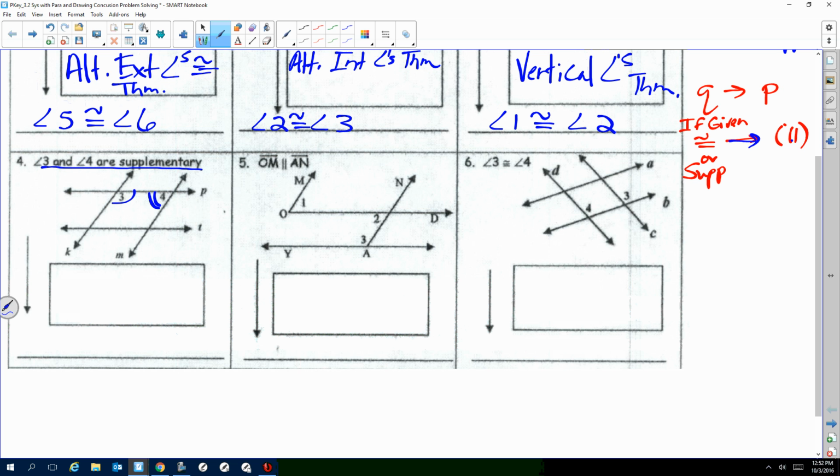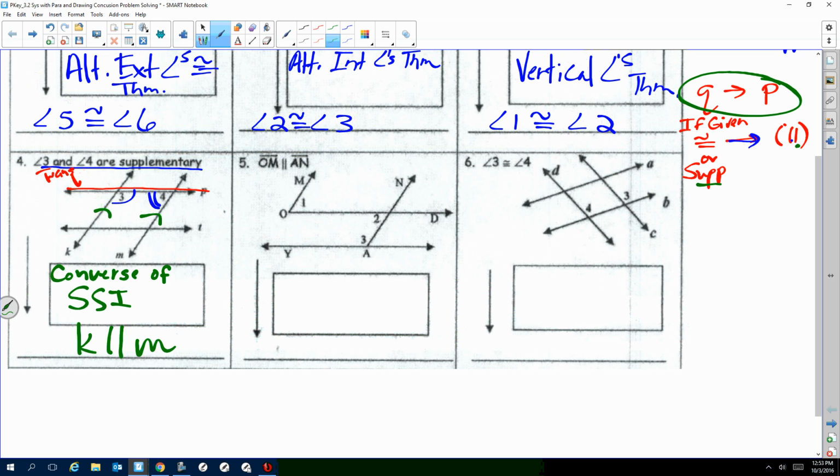So if 3 and 4 is supplementary, that means this line P would be the transversal, and K and M would be parallel. So my conclusion is K is parallel to M because I'm going from the given supplementary to parallel. I'm doing a converse. I'm going from Q to P. So this would be the converse of same side interior theorem. The converse of same side interior theorem.